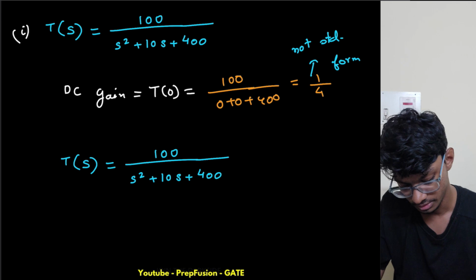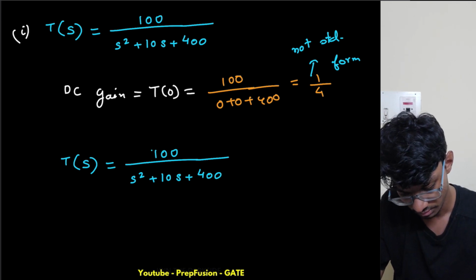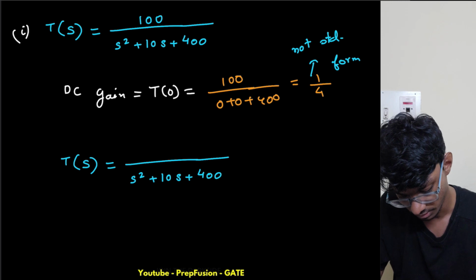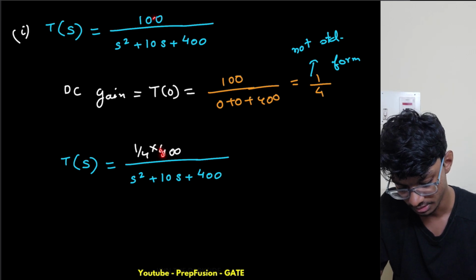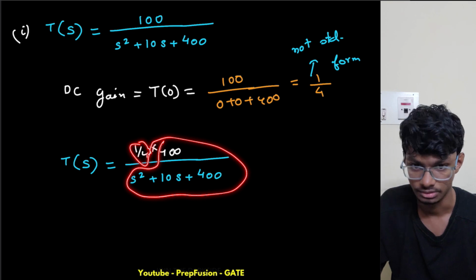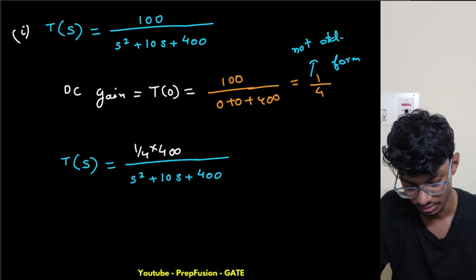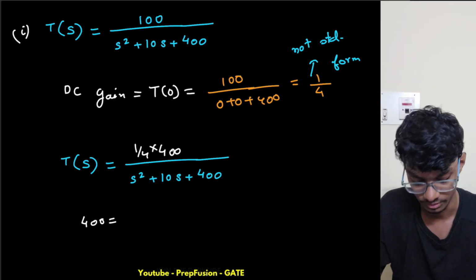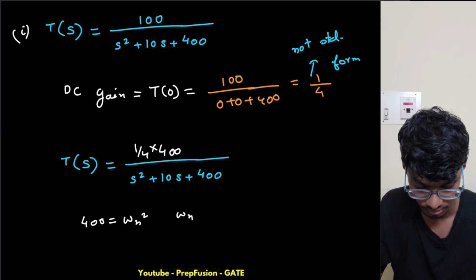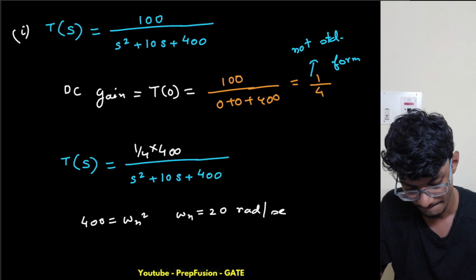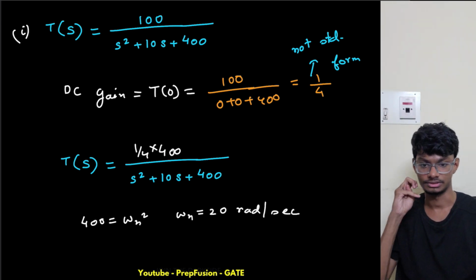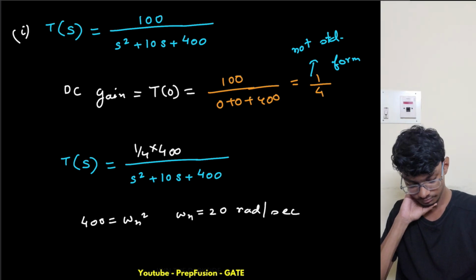So what I will do is simply make this 400 times 1 by 4, right? This remains the same, this remains 100, but here this is the DC gain and this is the standard format. So 400 should be equal to my natural frequency whole square. So omega n equals 20 radians per second basically. So now I got the omega.